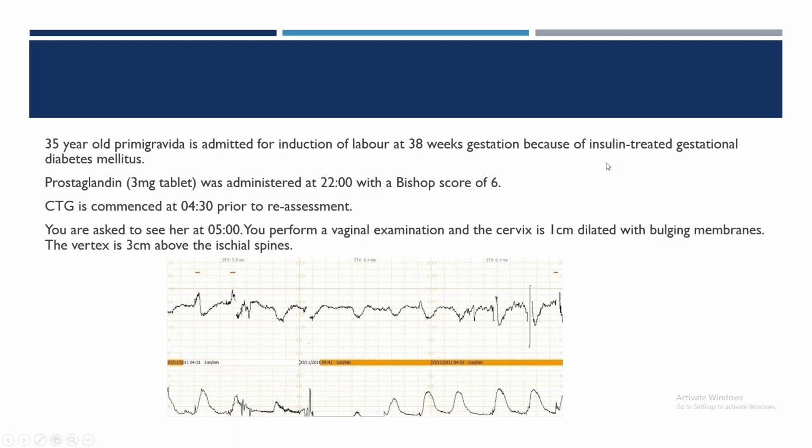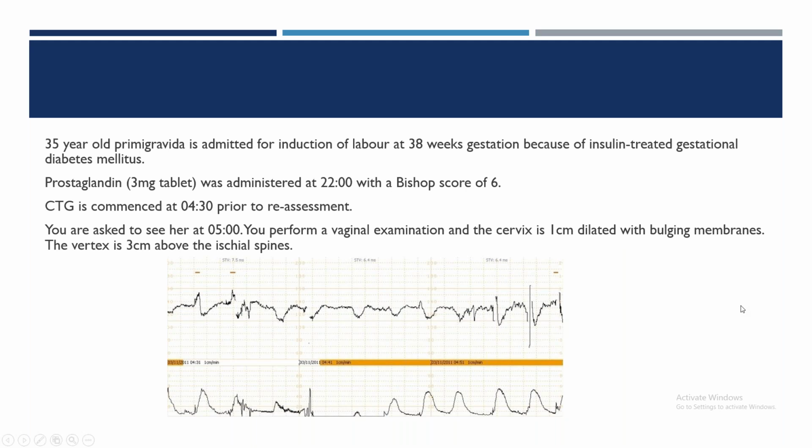So here, a 35-year-old primary is admitted for induction of labor at 38 weeks because of insulin-treated gestational diabetes. Prostaglandin administered at 22:00, Bishop score was 6. At 4:30, CTG was commenced. You are asked to see her at 5. You perform a vaginal examination. Cervix is 1 centimeter with bulging membranes. Vertex is 3 centimeters above the spine.